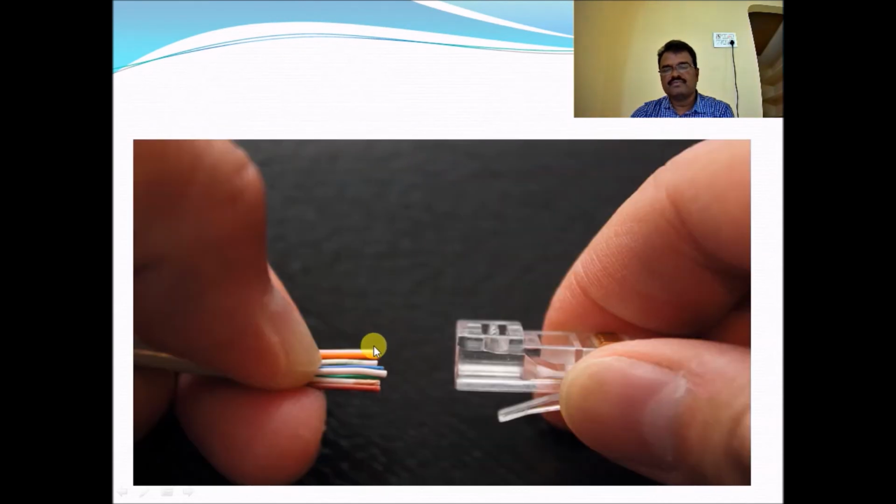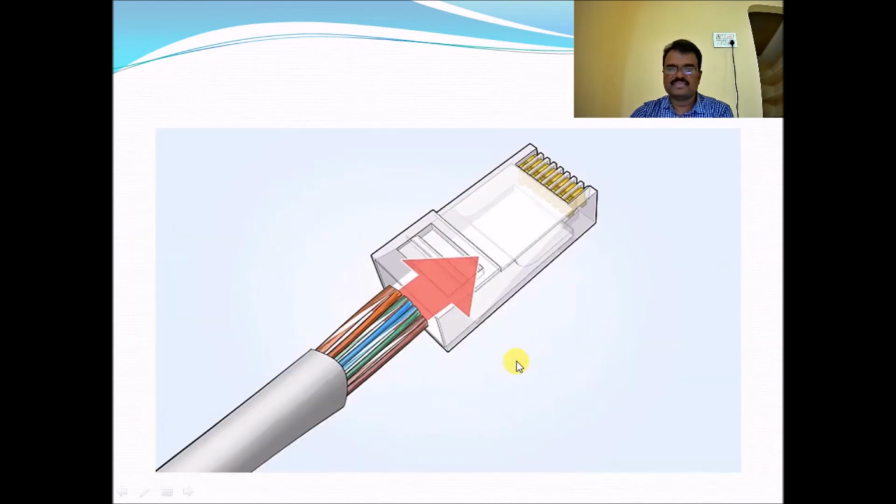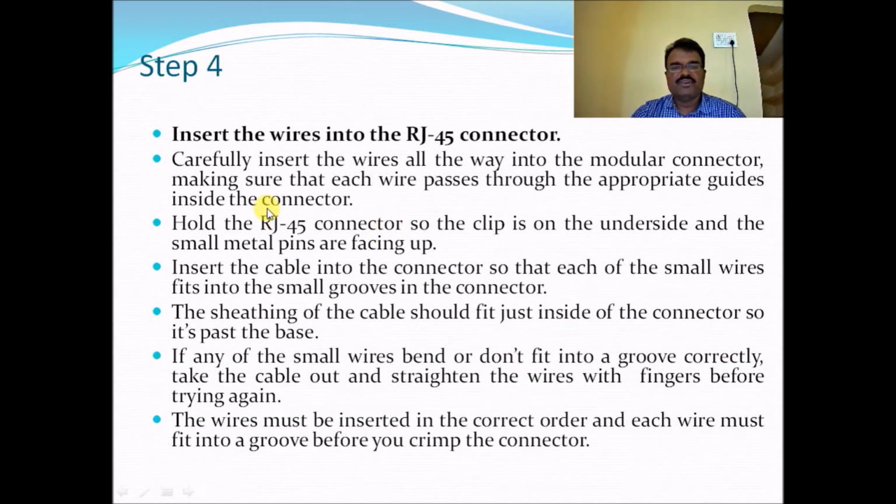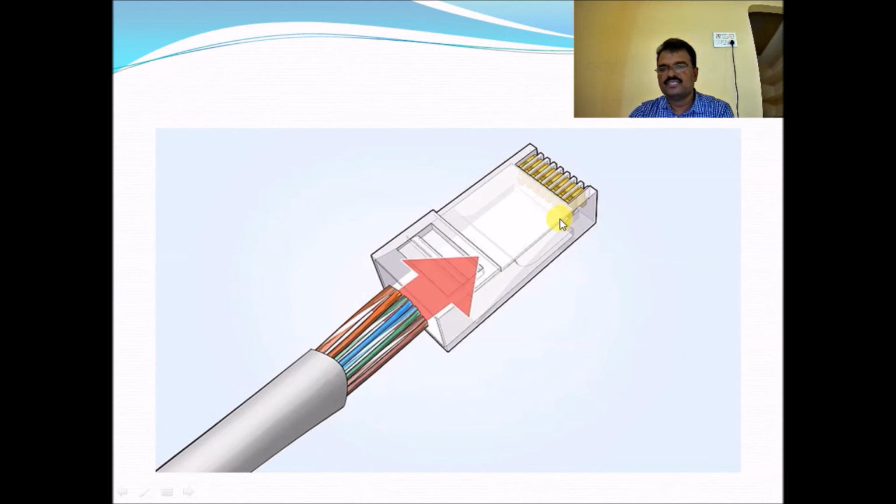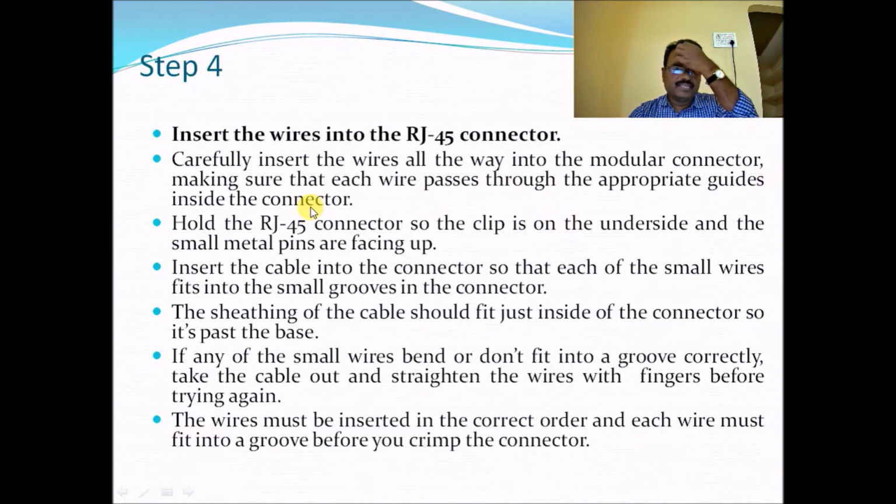So like this, after arranging evenly, we have to insert, this is called RJ45 connector. We have to insert the same way where we have arranged on our fingers, we have to insert into this RJ45 connector. So carefully insert the wires all the way into the modular connector, and this is a modular connector or RJ45 connector, making sure that each wire passes through the appropriate guides inside the connector.